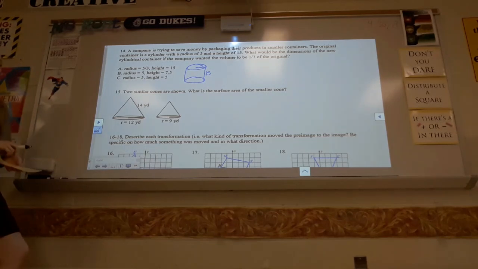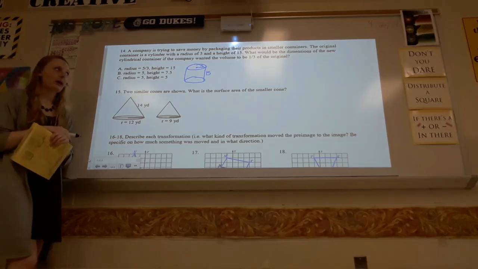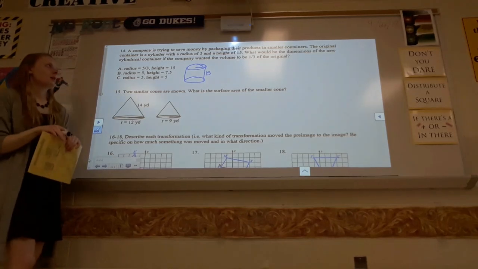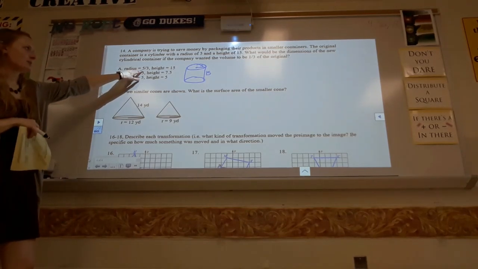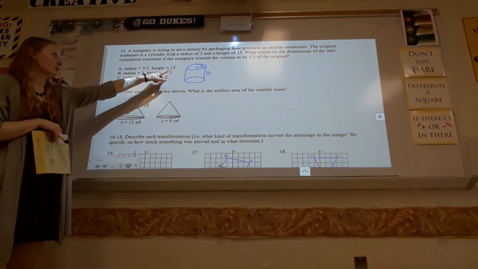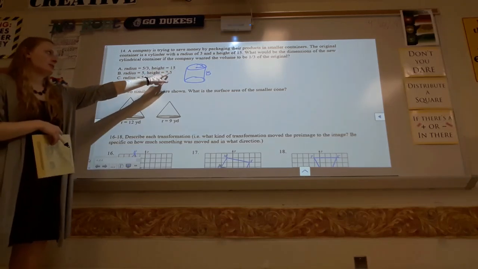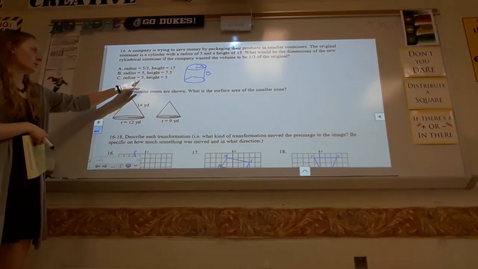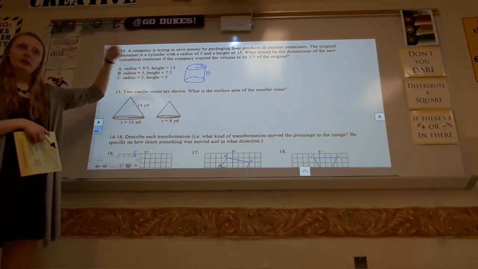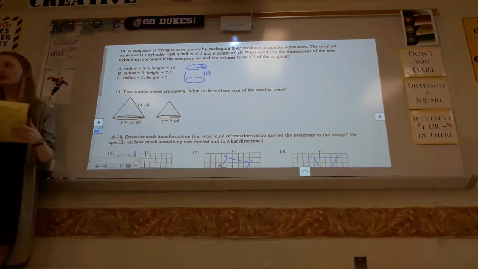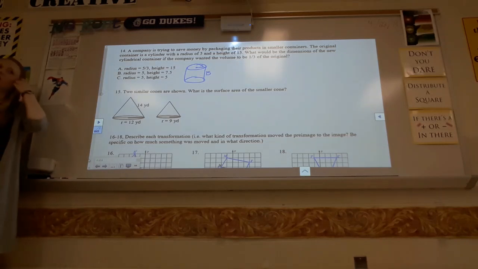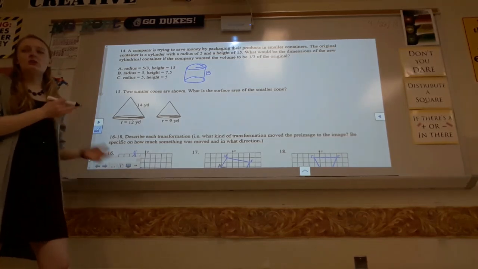What would the dimensions of a new cylindrical container be if the company wanted the volume to be a third of the original? We're trying to decrease the volume by a factor of 1/3. Okay? We have these options. Whether we want to divide the radius by 3 and just keep the height from changing, keep the radius the same and divide the height in 2, or keep the radius the same and divide the height by 3. Okay, we have to figure out which one of these would give us a volume that is 1/3 as big. So this is actually going to be the same idea as the question we were just working with.